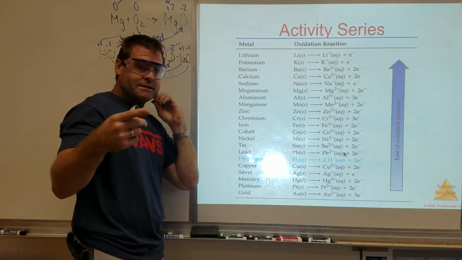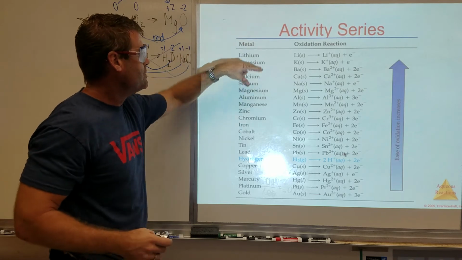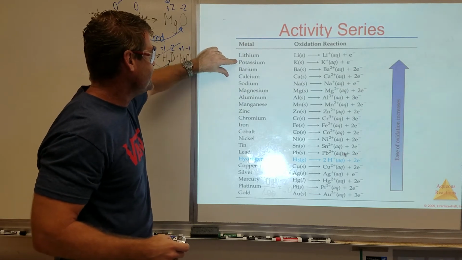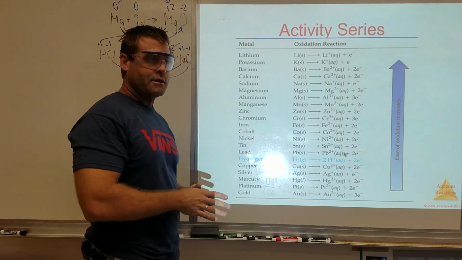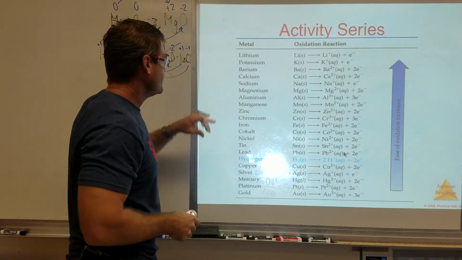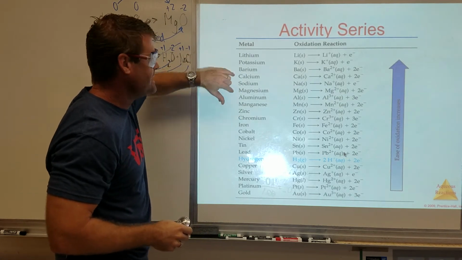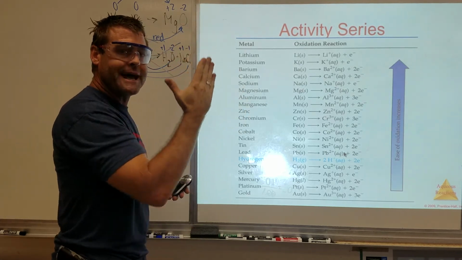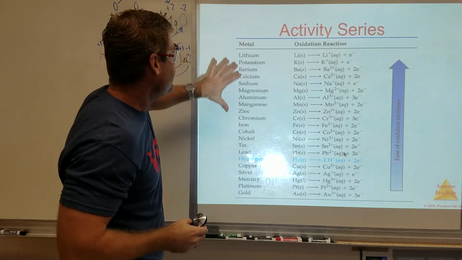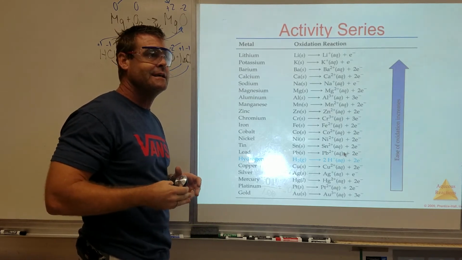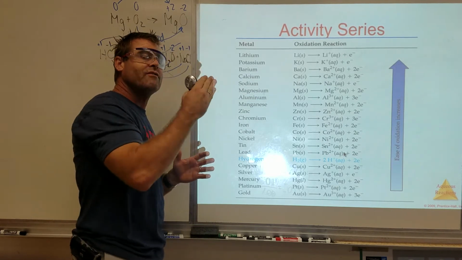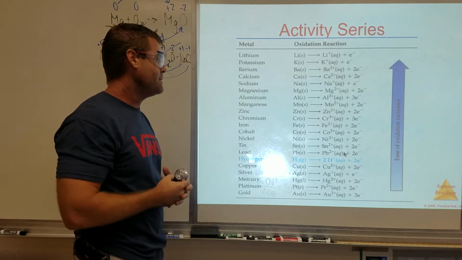Well, you guys, it should not be surprising. What do you guys notice at the top? What are the most active metals? Lithium, potassium, sodium, all those. Those are alkali metals on the far left of the periodic table. Check this out, barium, calcium, magnesium. Those are in the second column, the alkaline earth metals. So it's not surprising that the most active metals, the ones that tend to lose electrons the easiest, are the ones further to the left. We knew that from our understanding of the periodic table.